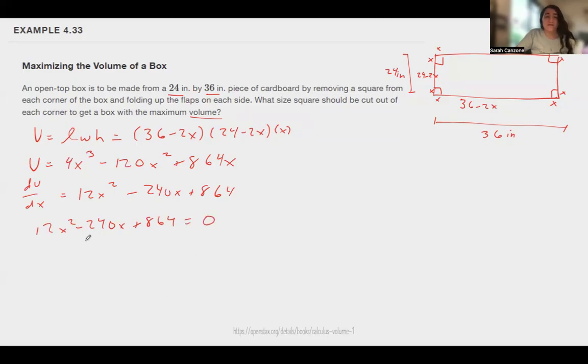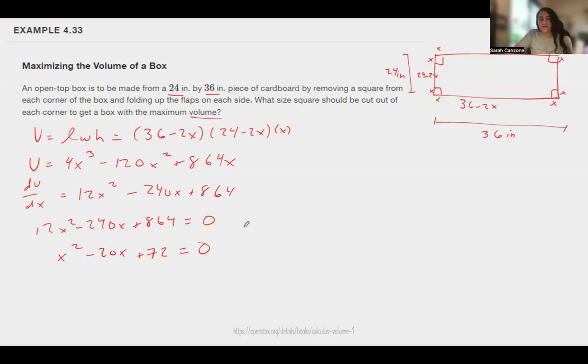But I don't want to factor something with a 12 in front. And it just so happens that 12 goes into 240 and 864. So I'm going to go ahead and divide everything by 12, because 0 divided by 12 is also just 0. So when I do that, what I get is x squared minus 20x plus 72 equals 0. And this is a lot more manageable when I'm plugging in values to get an answer.